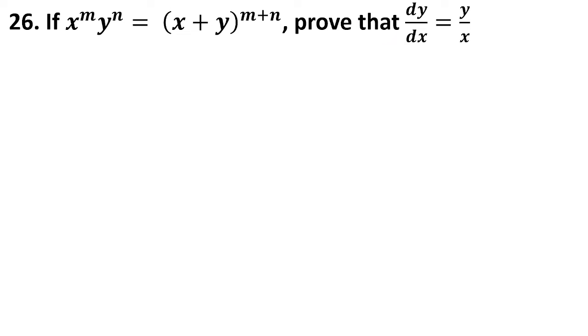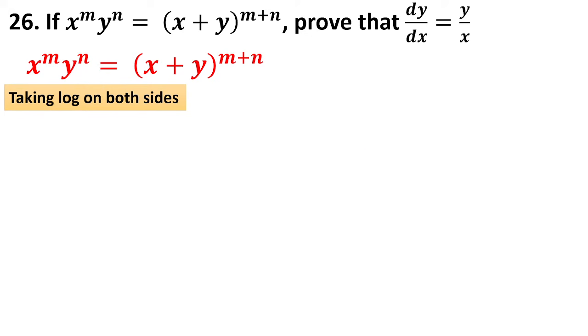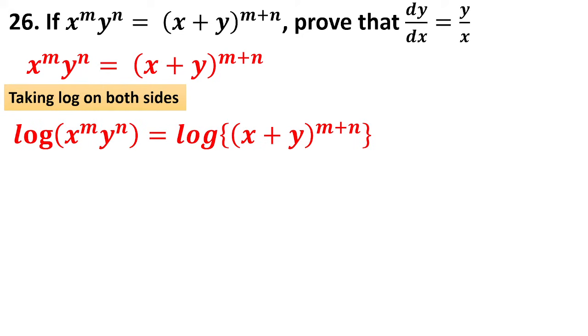These types of problem you should be very careful. Don't try to do these type of question by direct differentiation. Then it will become a very lengthy process. You have to prove that dy by dx is equal to y by x. This is a multiplication on the left hand side. Therefore, it is always advisable to take log. It will become log first term plus log second term.